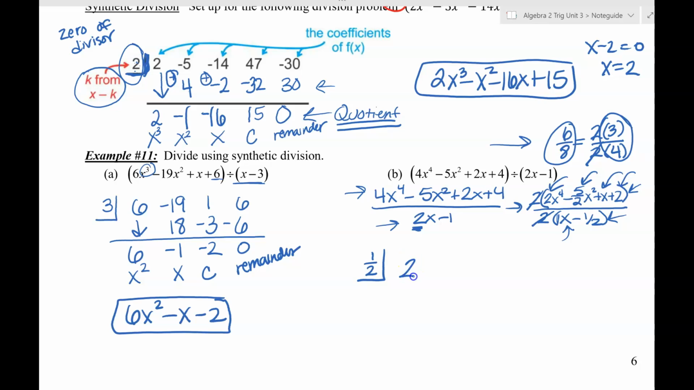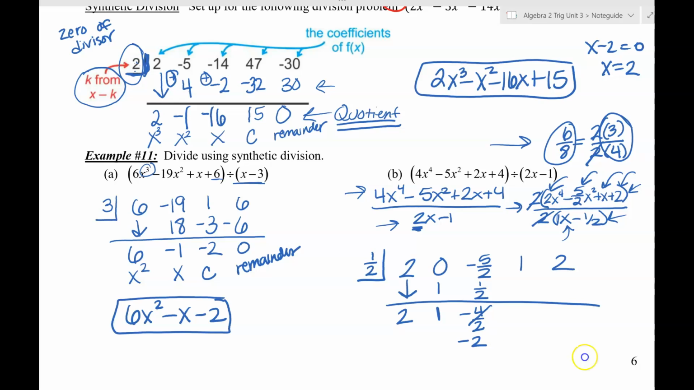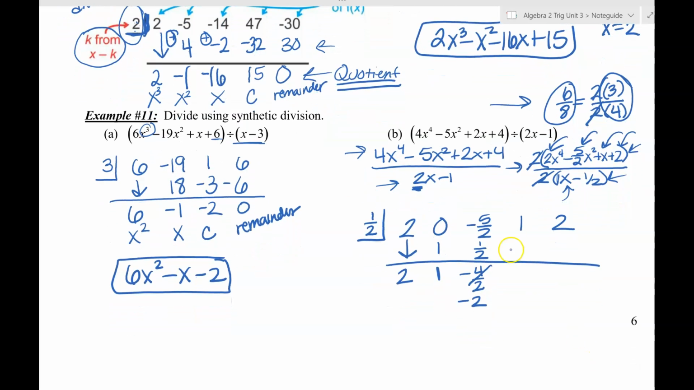So 2 is the coefficient of x to the 4th. I need a 0 placeholder because I don't have an x cubed. I have negative 5 over 2 x squared, 1x, and 2. So I drop down 2. 1/2 times 2 is 1. I add that column, I multiply, I add that column, and in this case I'm going to rewrite that fraction since it can be rewritten as a whole number. I then multiply, I add the column.